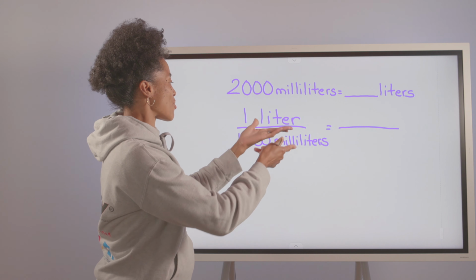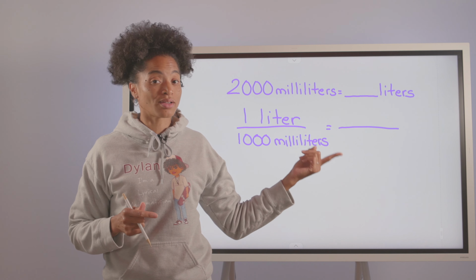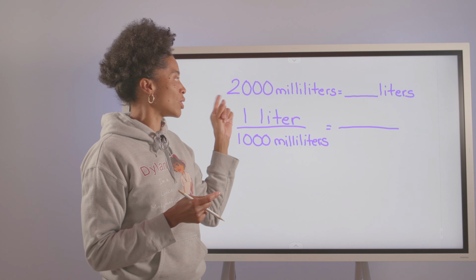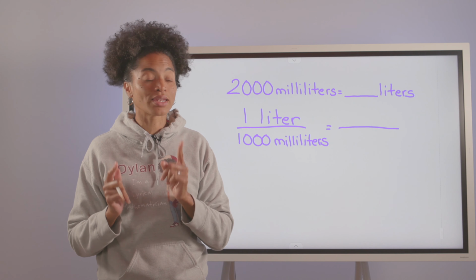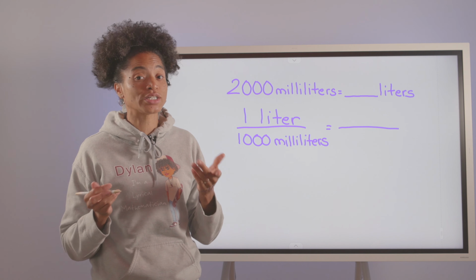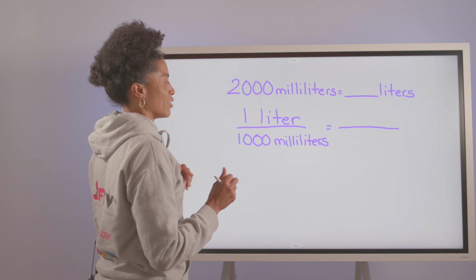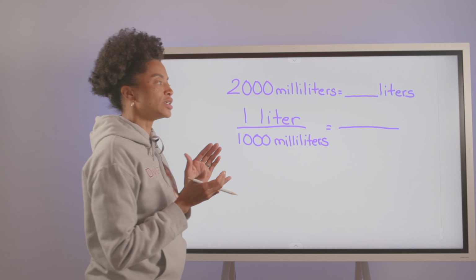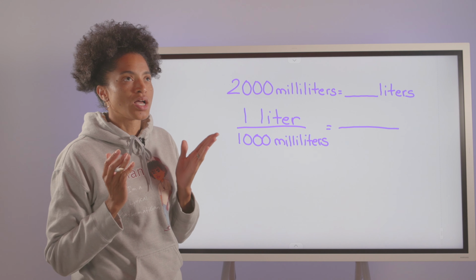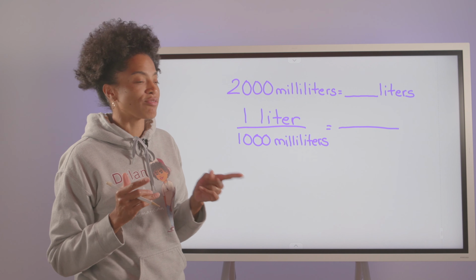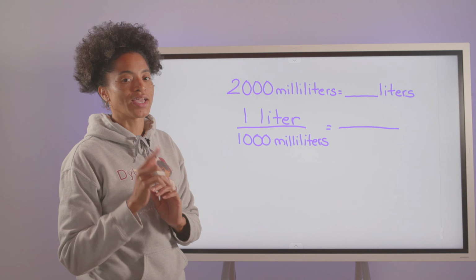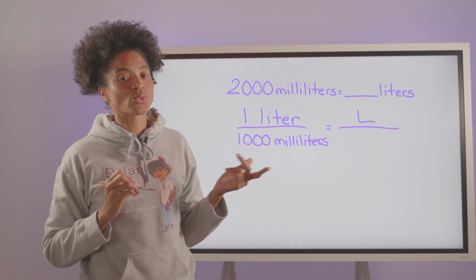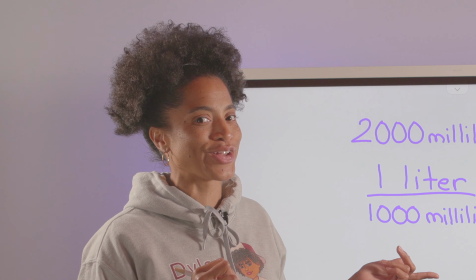So we want to go from what we know to where we want to go. And we want to go to 2,000 milliliters are equal to some amount of liters. Liters are where? Numerator? Yes. So we need liters in the numerator here. That's the unknown. What should I write here? An L. Yes. Don't take an L. We're not losing. We're learning.